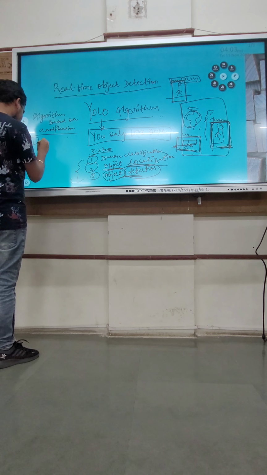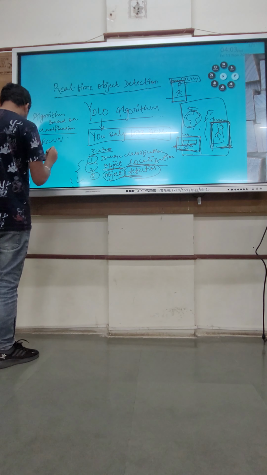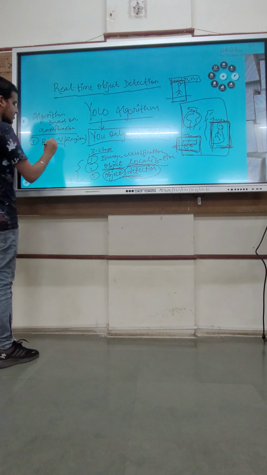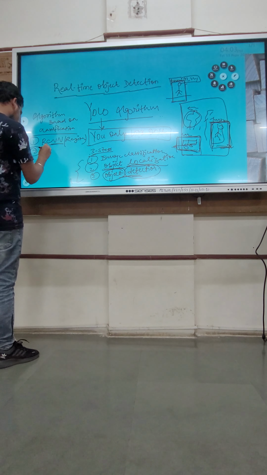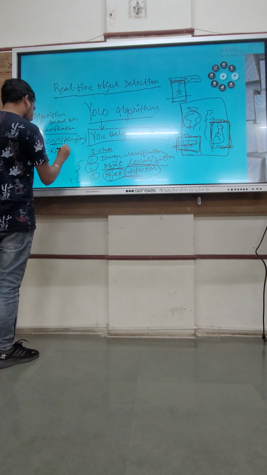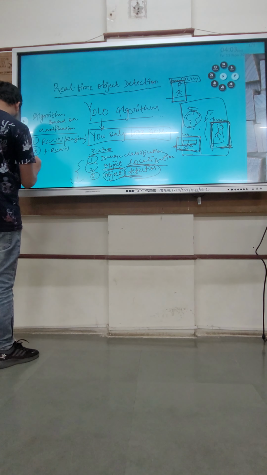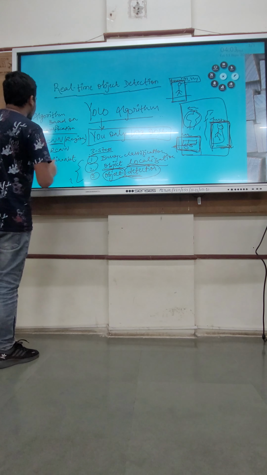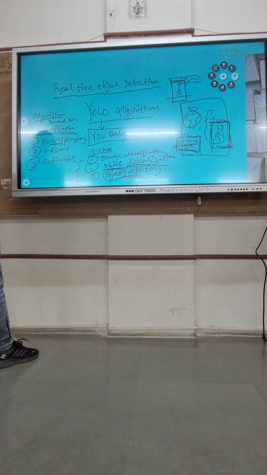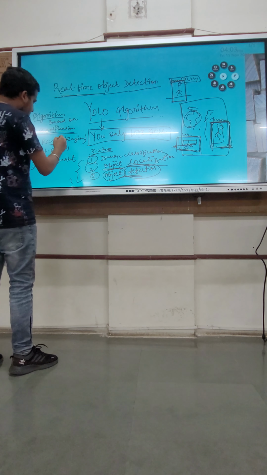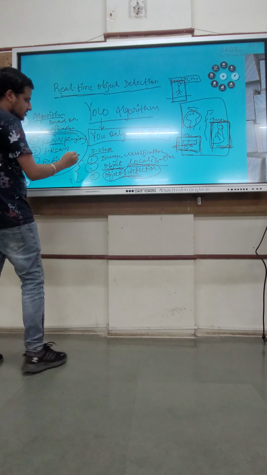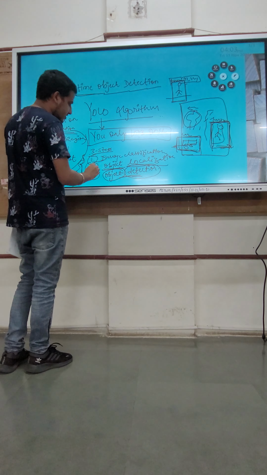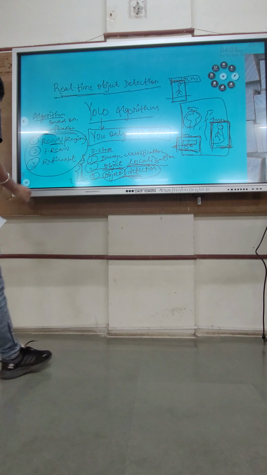The first one is RCNN, that is region convolution neural network. We already know about CNN. The second one is Fast RCNN, fast region convolution neural network, and the third one is RetinaNet. These are the algorithms which are based on classification to detect real-time objects, and these three include three stages. First it classifies the image, then it localizes the image, then it detects the image. So these are based on this.